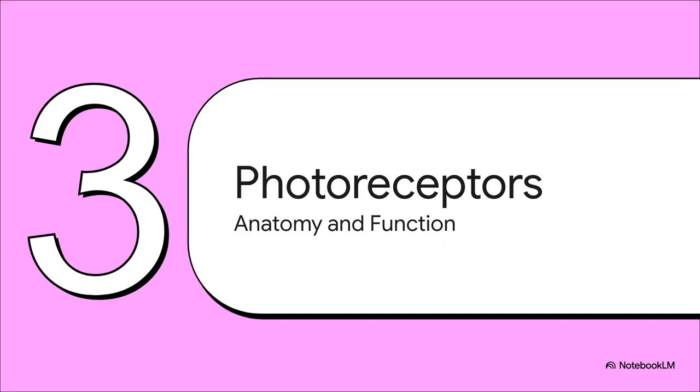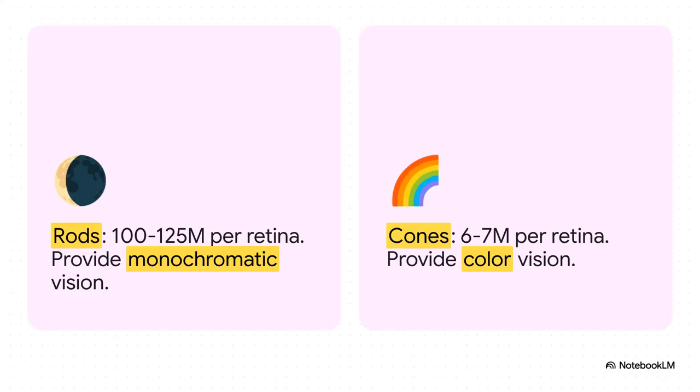Next up is Section 3, photoreceptor anatomy and function. We really need to drill down specifically on the photoreceptors because this is where phototransduction begins and, frankly, where a massive amount of board questions come from. You all know about rods and cones, but let's lock in the numbers and the physiological why behind them.